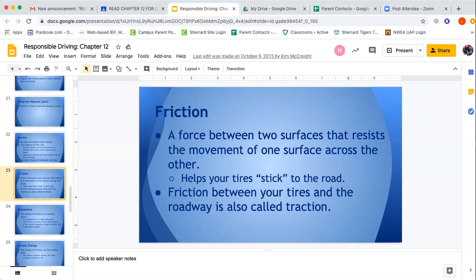Friction between your tires and the roadway is called traction. Okay, so obviously, on a nice clear road, you have good traction. But let's say that road is ice covered or snow covered, and then the friction between your tires and the road is not working quite as well, then you lose traction, and that's why you slide.